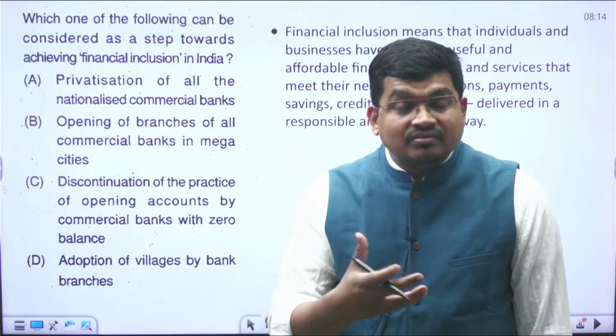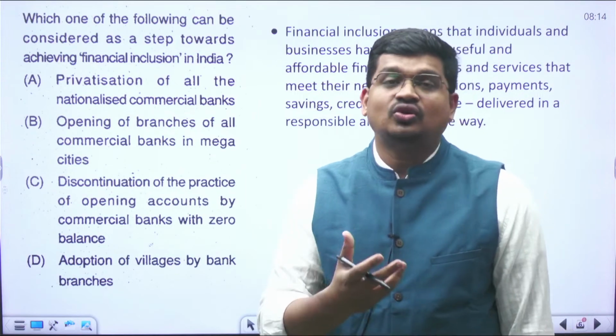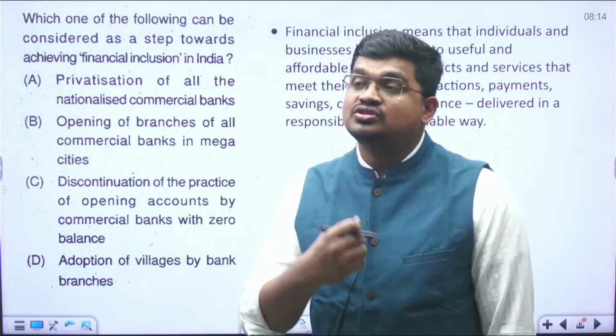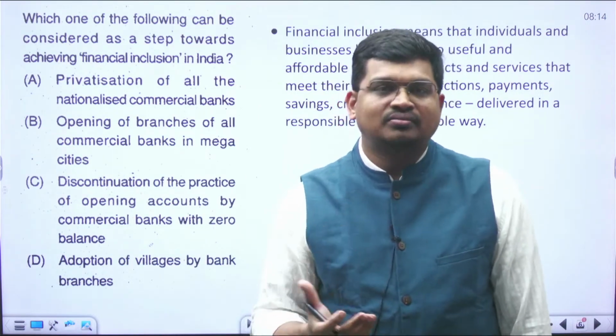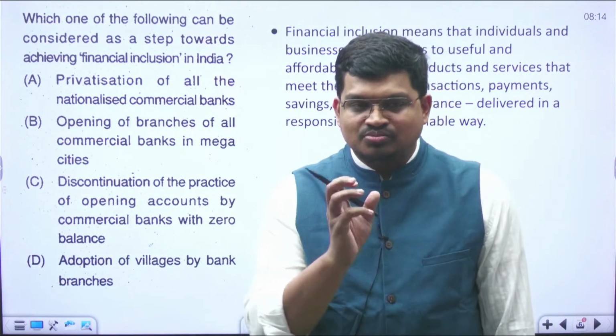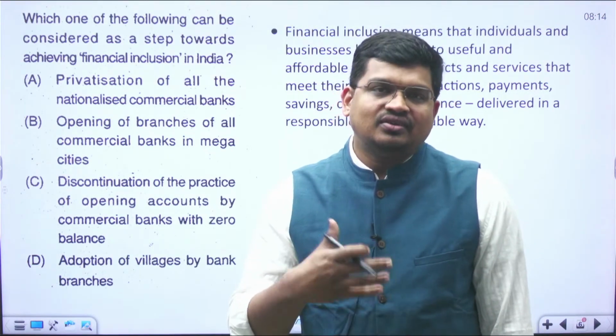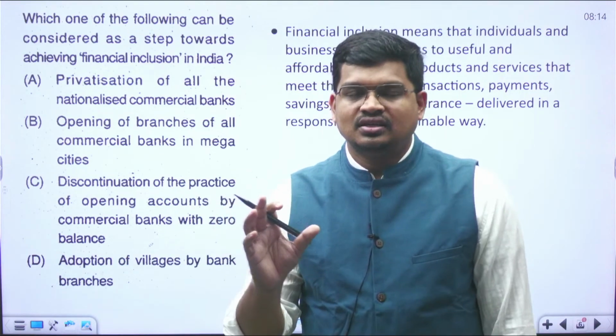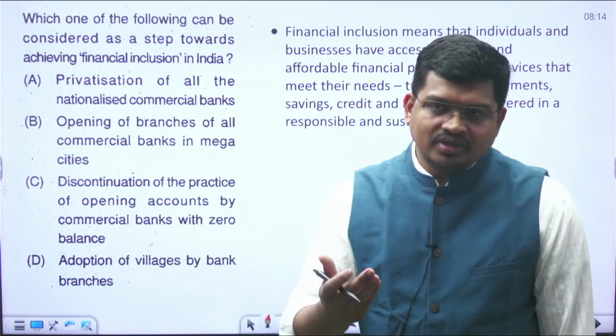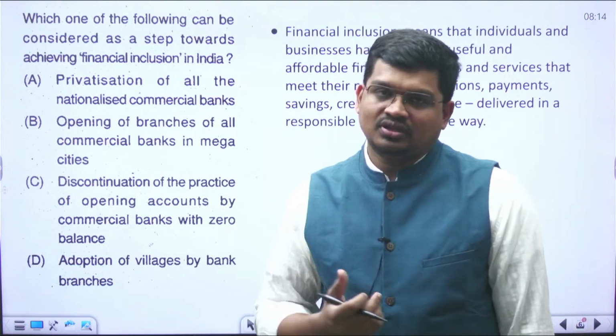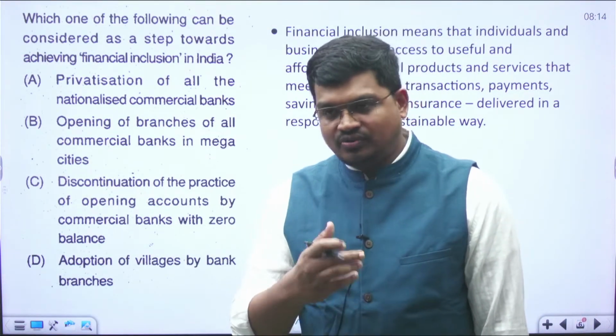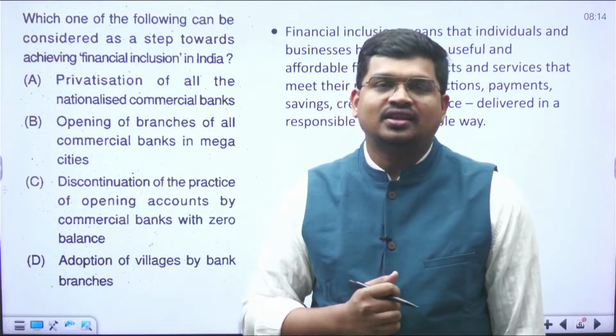Why? Private individuals or private banks do not want to take the risk, because for deprived sections, suppose farmers or small businesses, there is apprehension among the banks that they cannot repay the loan back. That's why the government went with the nationalization process.